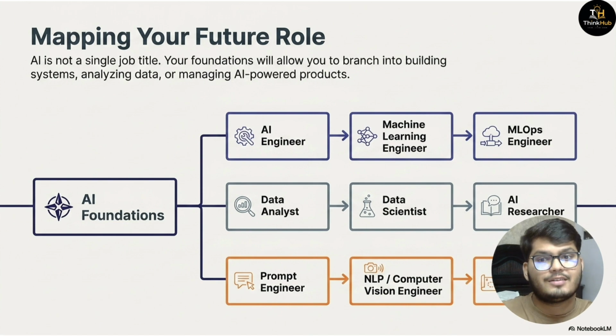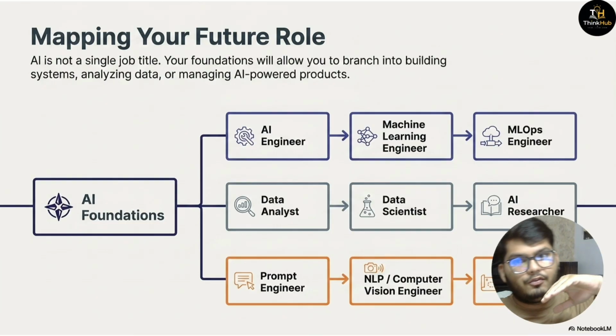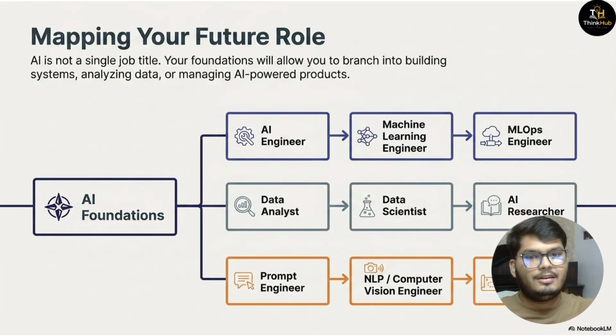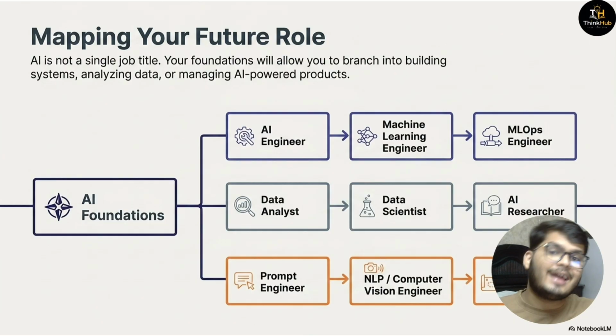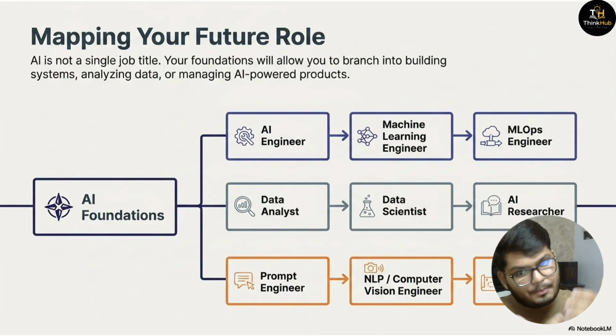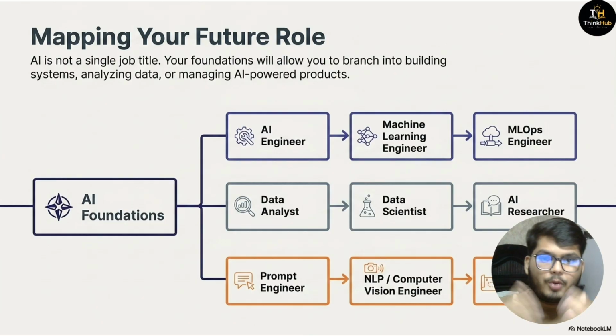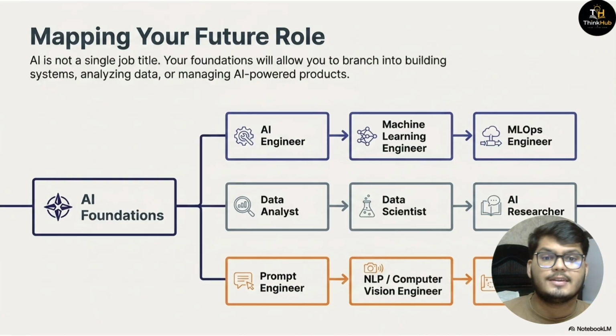So first we will start with AI foundations, in which the AI engineer is there. First you will become an AI engineer, then a machine learning engineer, and then an MLOps engineer. And if you are going the AI and data analyst route, first you will become a data analyst, then a data scientist, and then an AI researcher. And if you are using the prompt engineering flow, then prompt engineer, LLM or computer vision engineer, and then AI product engineer.